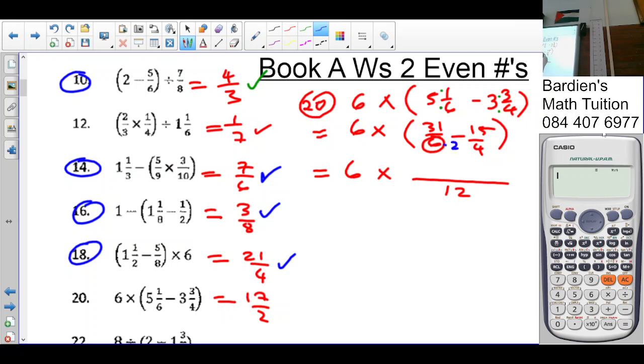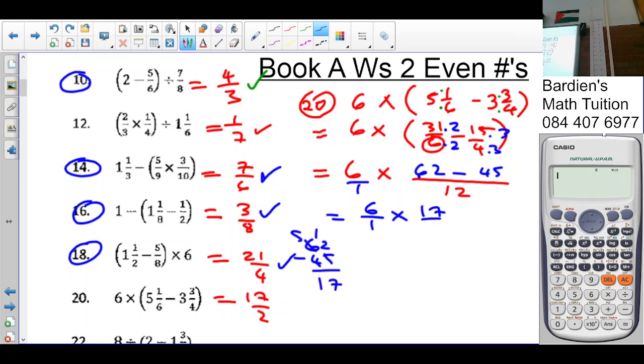So 6 times 2 is 12. 31 times 2. What is 31 times 2? 62 minus. 4 times what is 12? 3. 45. So it's going to be 6 over 1 multiplied by, what is 62 minus 45? 17. 17 over 2. Okay? Now what? 6 goes into 6 once, 6 goes into 12 twice. So 1 times 17 over 2.